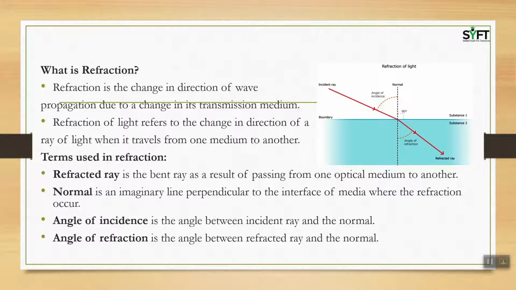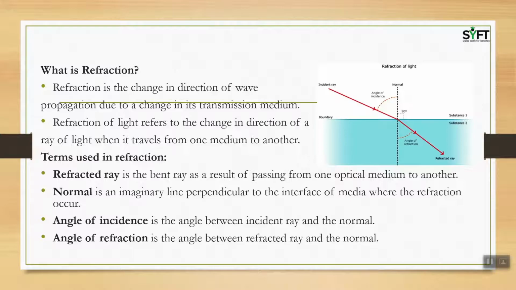Let us give a scientific definition to it. Refraction is a change in direction of wave propagation due to a change in its transmission medium. Refraction of light refers to the change in direction of a ray of light when it travels from one medium to another. So this is the scientific definition of refraction.